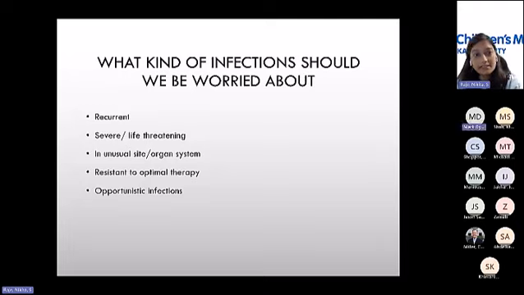Infections that are resistant to optimal therapy. So if you need IV antibiotics for some simple infections just because they are not cleared with the typical therapy that you would usually employ, that should draw your attention again. One example would be using IV antibiotics for a sinus infection. And then opportunistic infections: we all are aware that if there is an opportunistic infection going on, we would always think of an inborn error of immunity.